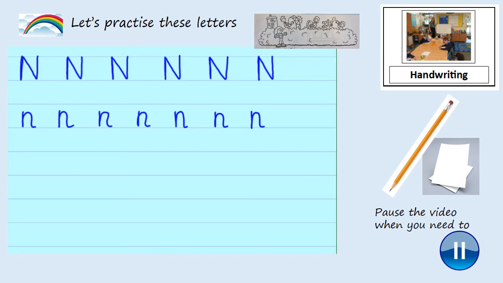Now let's write the letters N and N together. Now down and back up again for that N. Down Nobby and over his net.